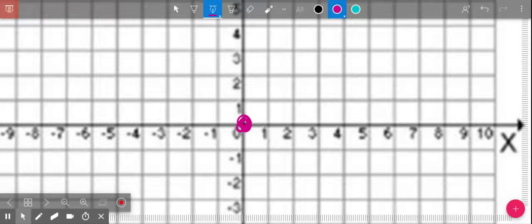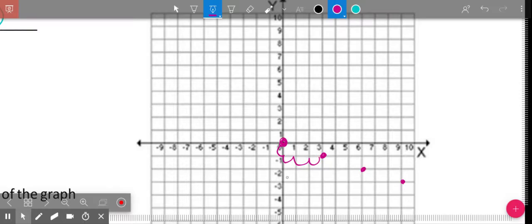My slope was negative 1/3, so I'm going to go down 1 and to the right 3, and plot a point. Down 1 and right 3, plot a point. Down 1 and right 3, and plot a point. The reason I'm going down is because my slope is negative, therefore it's been reflected over the x-axis, okay? Since my slope was negative 1/3, I go down 1 and to the right 3. Remember, we always graph a line like we read a book. We start from the left and work our way right.